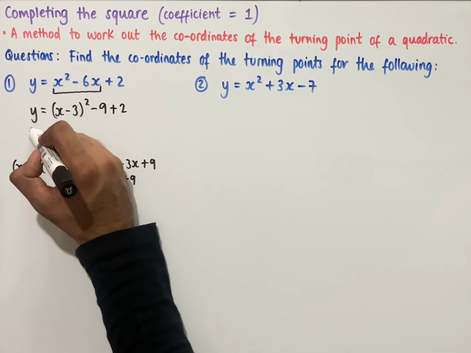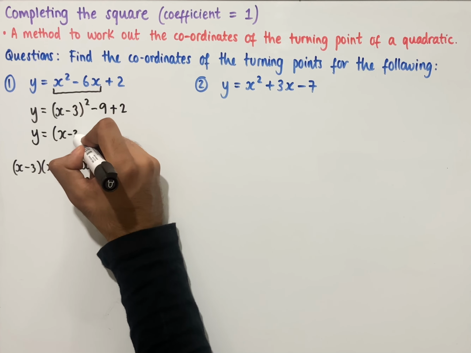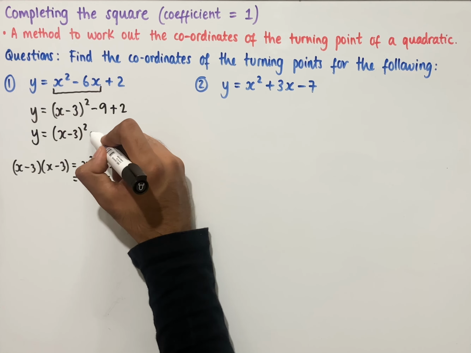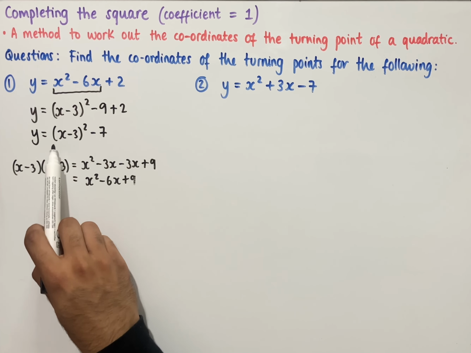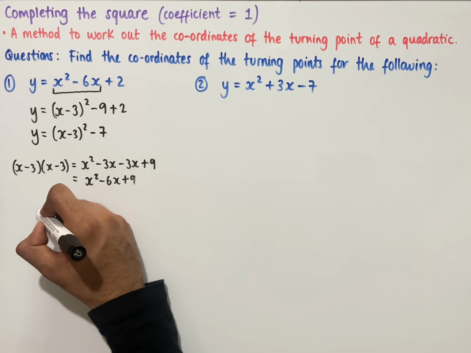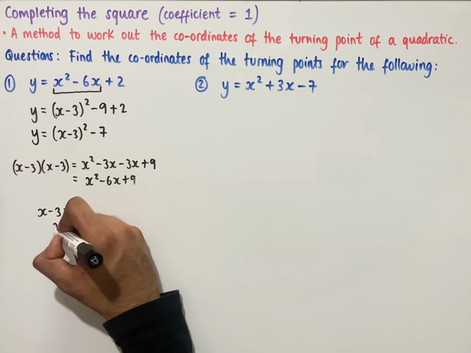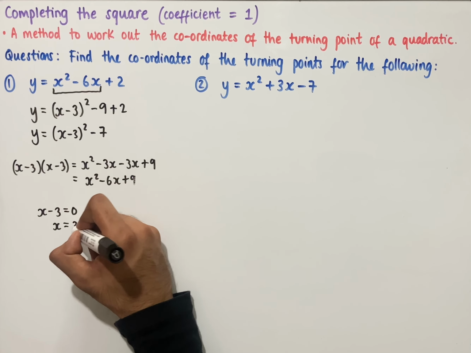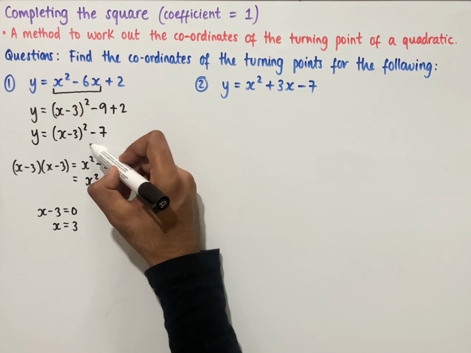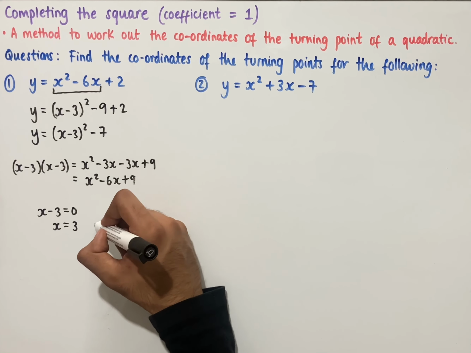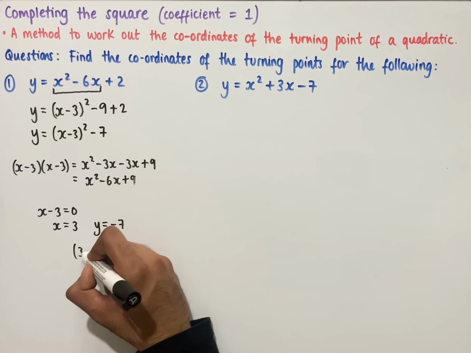So simplifying this further, we end up with y equals x minus 3 all squared, and then minus 9 plus 2, which is minus 7. And so if we want to work out the coordinates of the turning point, we make the bracket equal to 0, so that's x minus 3 equals 0, and then solve for x. So solving for x gives us x equals positive 3. And then to work out the y coordinate, we can just look at the number on the outside of the bracket, and so that's minus 7. So we finally have that the turning point's coordinates are 3 and minus 7.